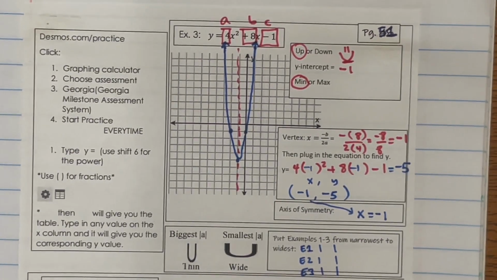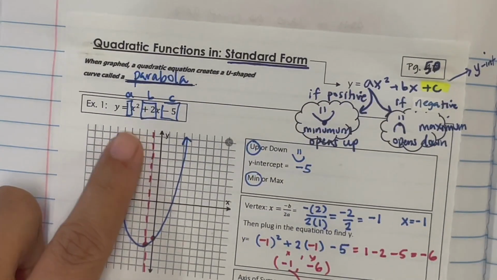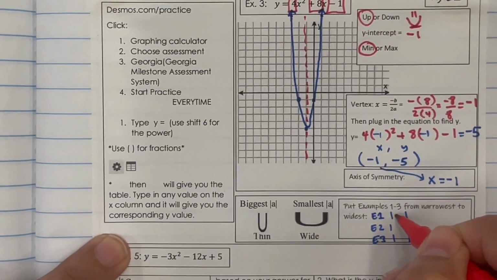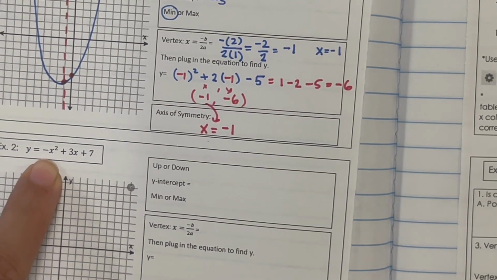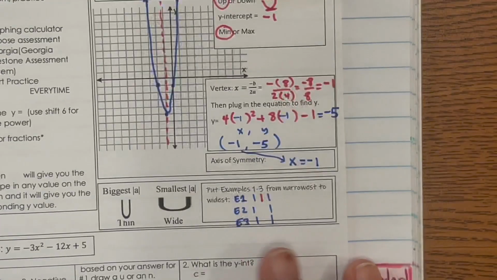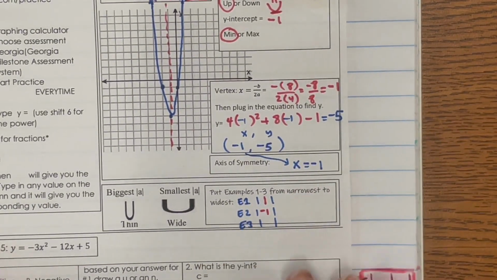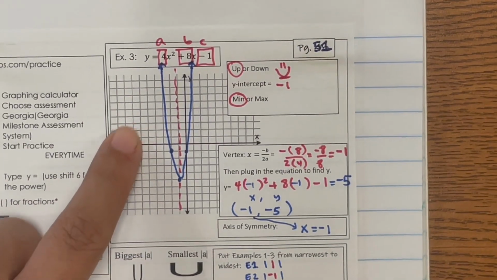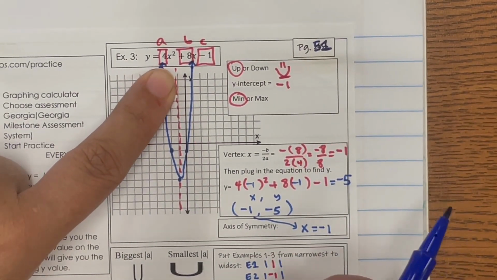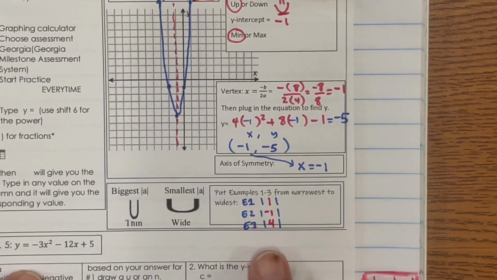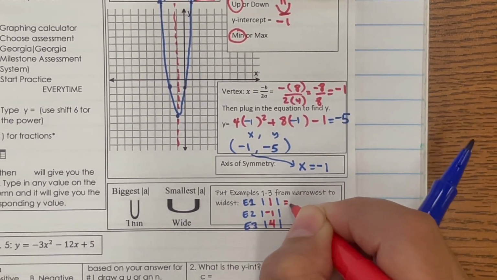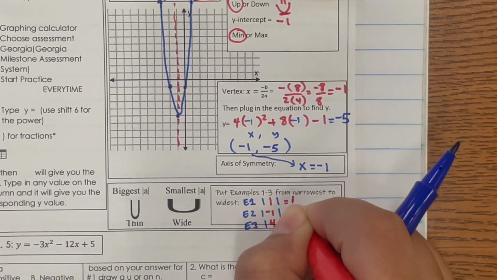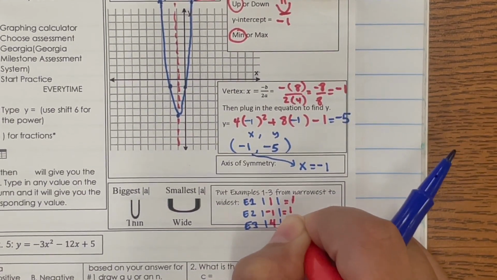For example 1, the A value was +1. So we're going to write that as +1. All right, for example 2, the A value was -1. So it's going to be -1. And for example 3, the A value is +4. All right, when you take the absolute value of something, it just means only positive. So if it's negative, make it positive. If it's already positive, it stays positive. That's 1, this is 1, and this is 4.